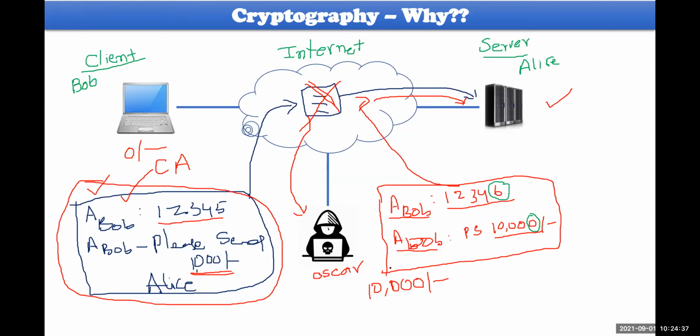There are many algorithms, but which algorithm you have followed, Oscar doesn't have any idea, so he is not able to change the message in a proper way, and the money Alice sends will reach exactly your account. So this is the actual scenario where exactly cryptography is required. Okay.